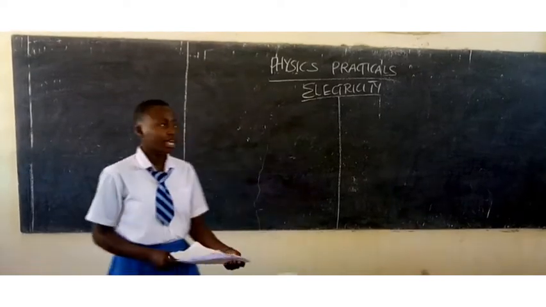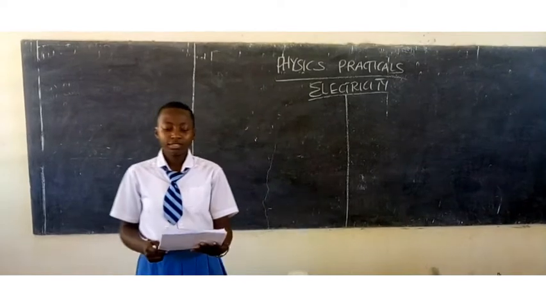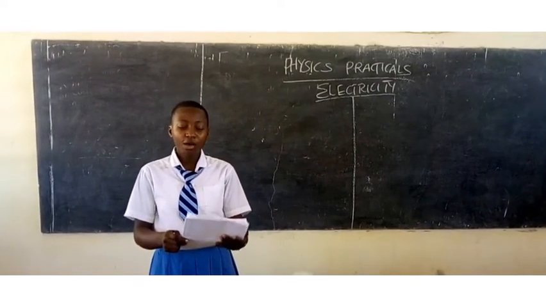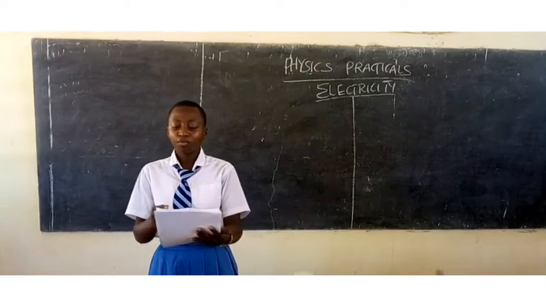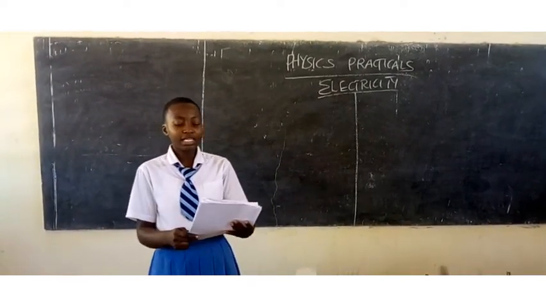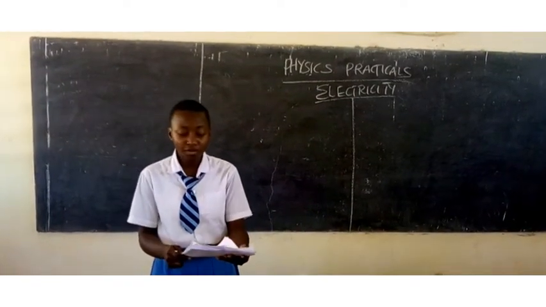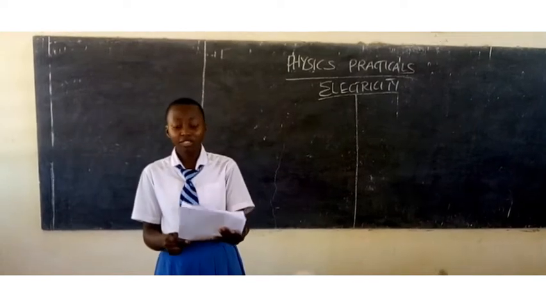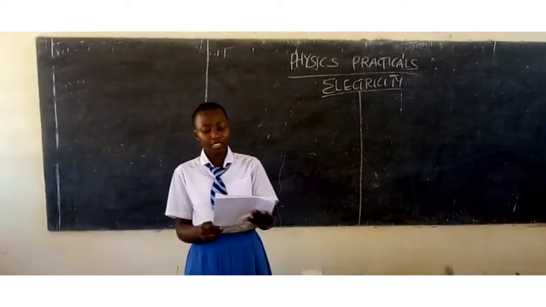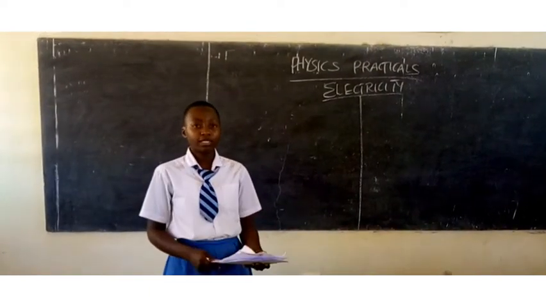Welcome. Today we will discuss the theory of electricity practicals. Measurement of electricity is categorized into the following practicals. We have verification of Ohm's law, EMF and internal resistance of a cell, determination of unknown resistance, determination of resistivity of material, determination of internal resistance of a voltmeter, comparison of EMF of the cell, comparison of two resistances, calibration of an ammeter, calibration of voltmeter.